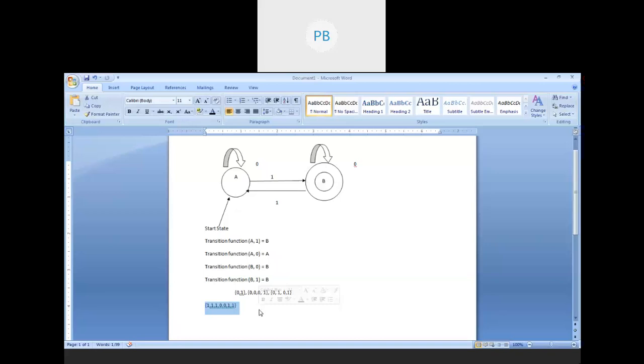Because for different kinds of strings, we have to draw some DFA, or from the DFA we have to extract different kinds of strings. So we have to know what kind of string is going to be accepted by the DFA, or from a DFA what kind of accepted string we can extract. Okay, now write transition graph.